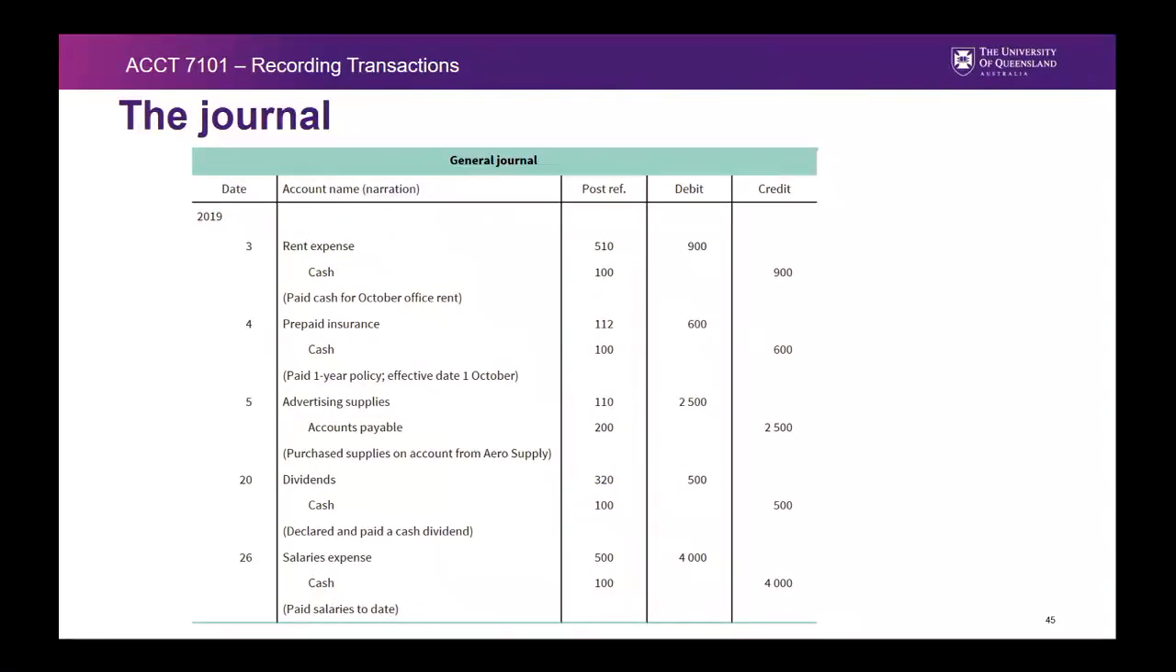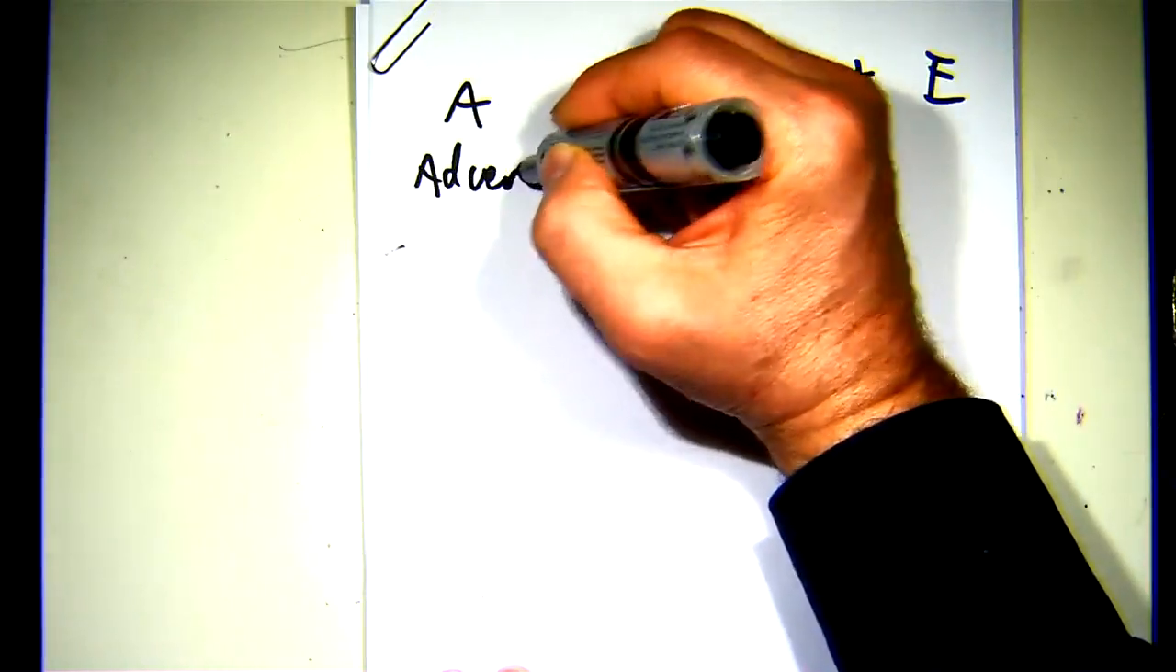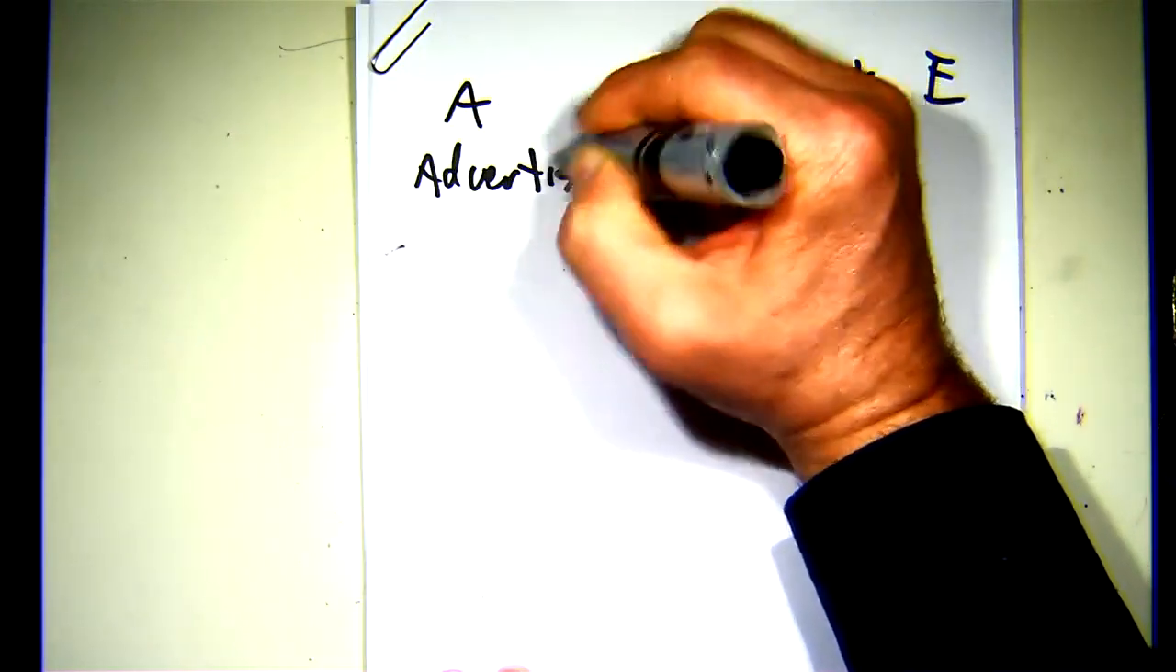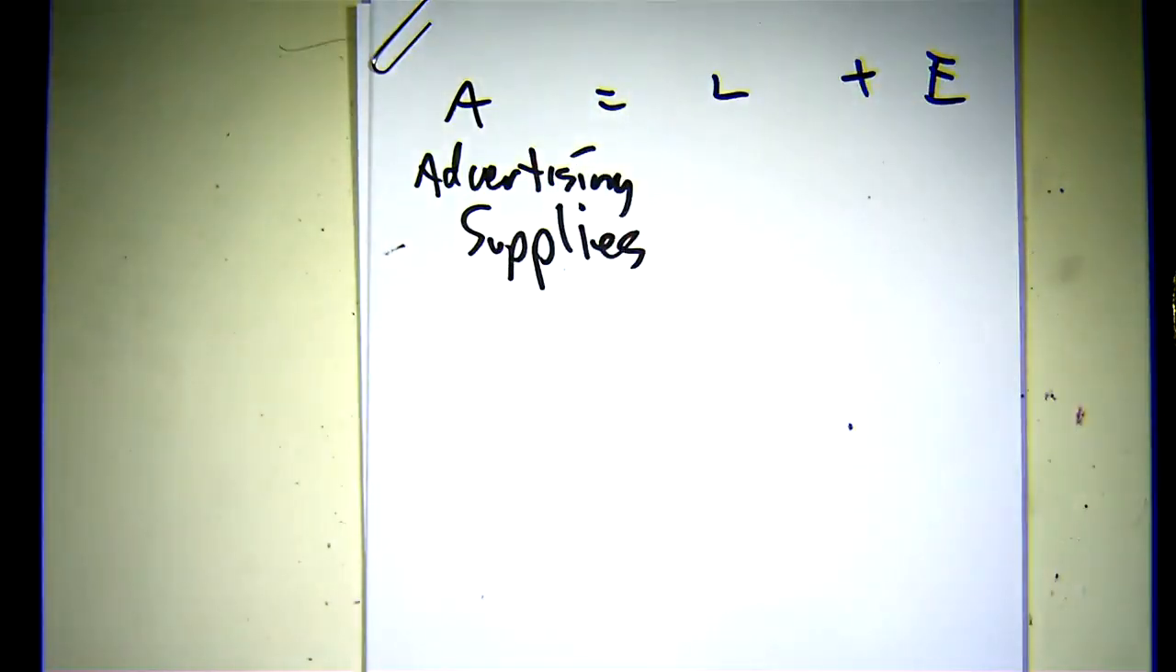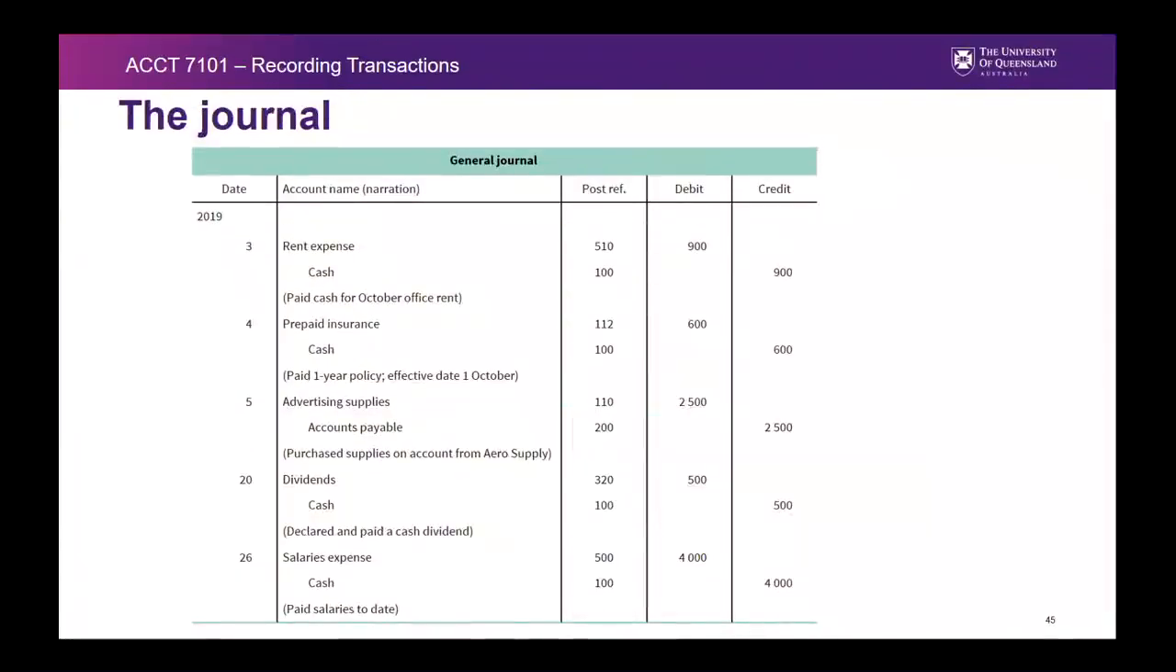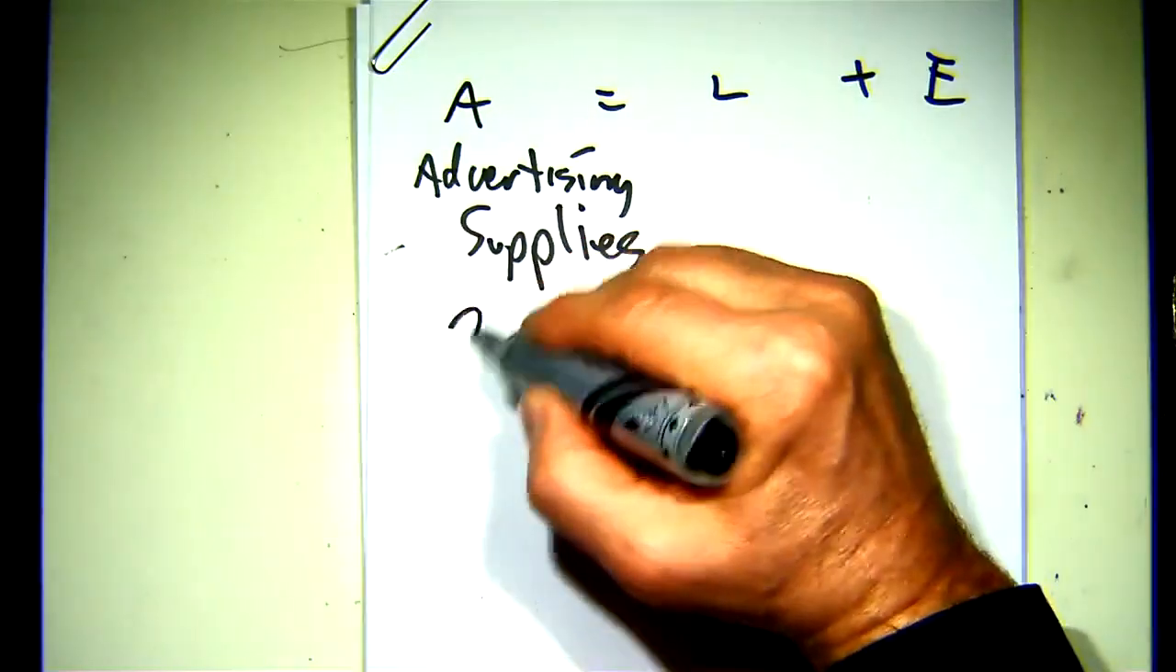So we purchase advertising supplies on account. Advertising supplies on account. So next transaction was, so we had some advertising supplies. So this is supplies. It's supplies as an asset. And how much? 2,500. So 2,500.